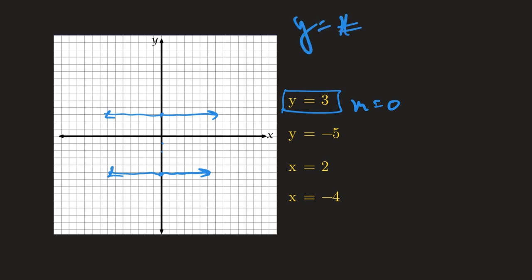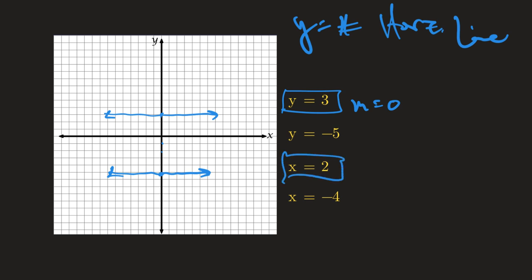Y equals any number is a horizontal line. Guys, we need to know that. You need to recognize that. Y equals a number. Y equals 0 is your x-axis. Y equals 3. Y equals negative 5. So if y equals a number is a horizontal line, what do you think x equals a number is? Vertical. It's a vertical line.